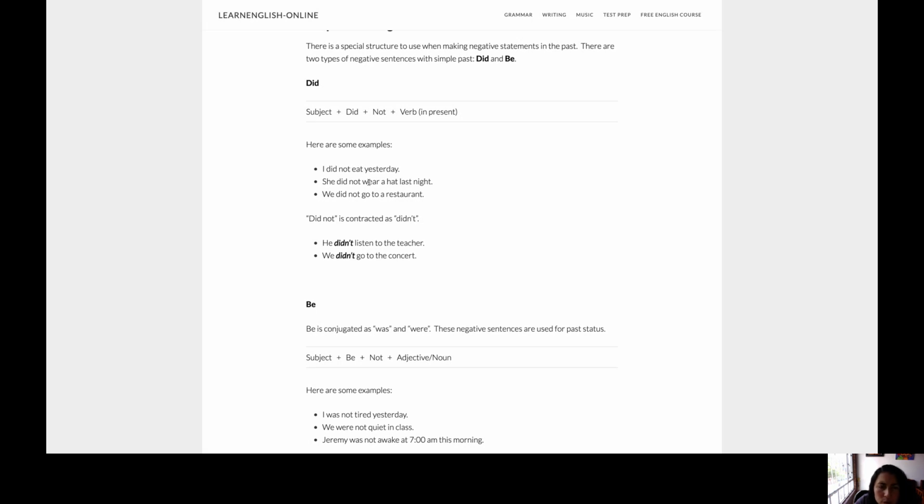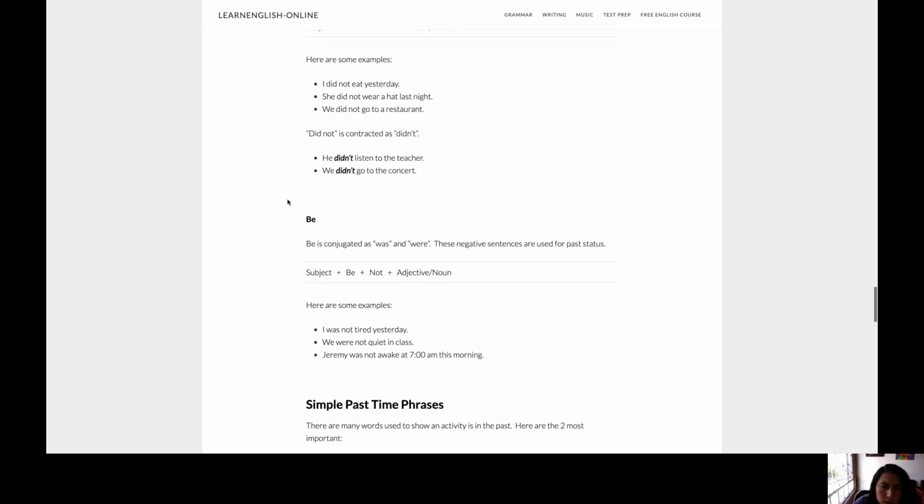She did not wear a hat last night. Entonces ella no llevaba puesto un gorro anoche. We did not go to a restaurant. Nosotros no fuimos a un restaurante. Did not is contracted as didn't. Entonces nosotros podemos utilizar did not or the contraction is didn't. You can use both of them.